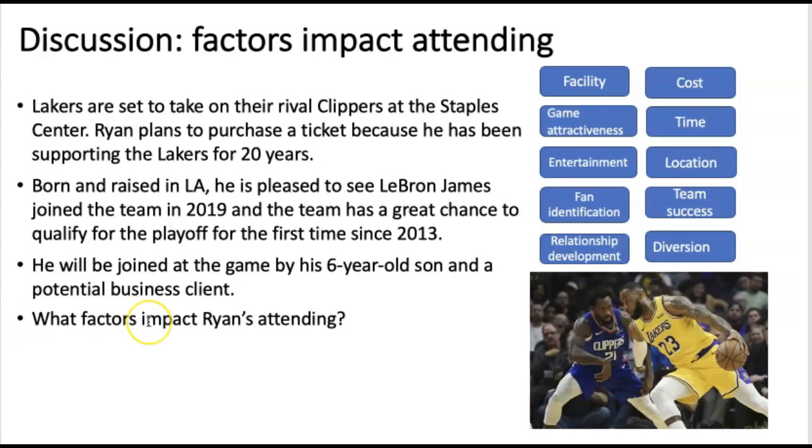And then other factors that will impact his attending include cost. If the ticket's too expensive, Ryan possibly is not going to go. Time: if Ryan is not available on the game day, he possibly is not going to go. Location: if Ryan is not in Los Angeles on that day, he can't go. Team performance: if the team performs horribly, Ryan possibly has less interest to go. And also a lot of people use sports as a platform for diversion, basically to kill time.